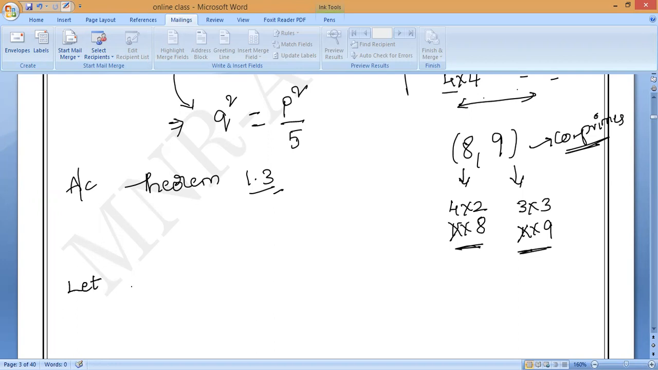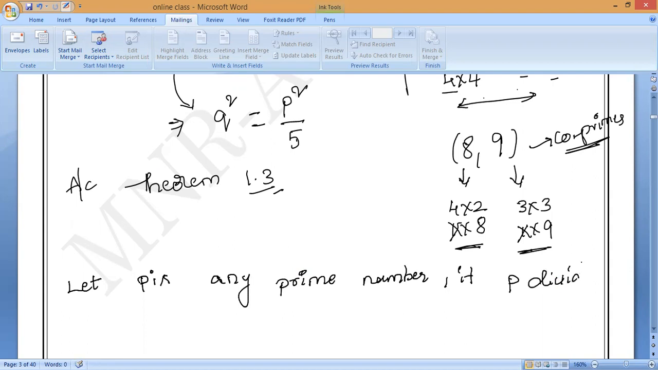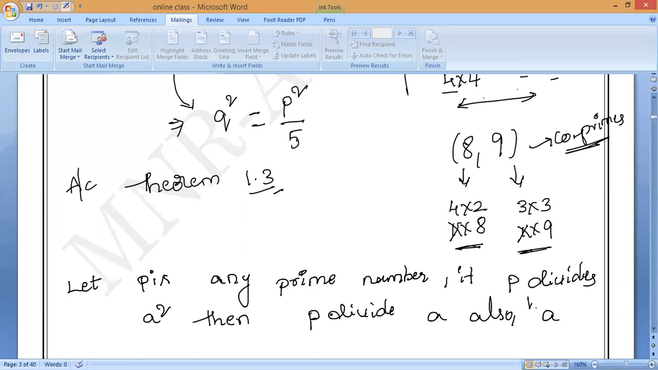Let P be a prime number. P is any prime number. If P divides A square, then P divides A also. Correct? Here A is any positive integer.